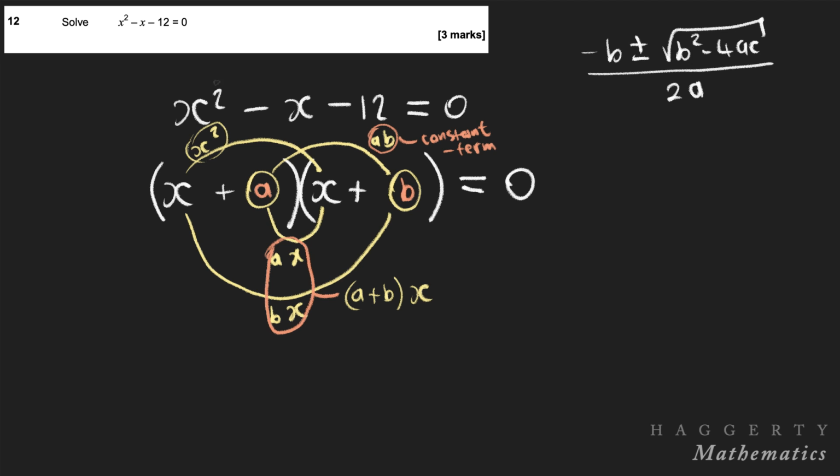So comparing it with the first equation, we had x squared minus x, then minus 12. So this constant term of minus 12 has to be equal to the ab. So the product ab has to be equal to that minus 12.